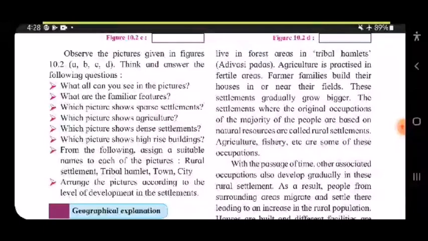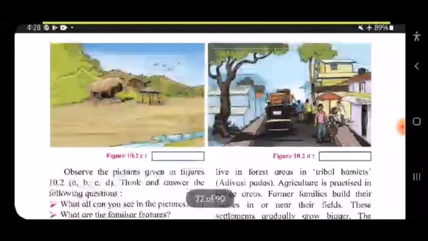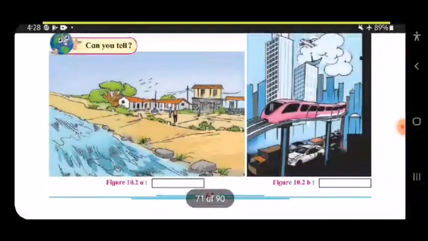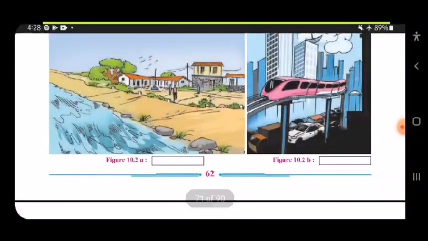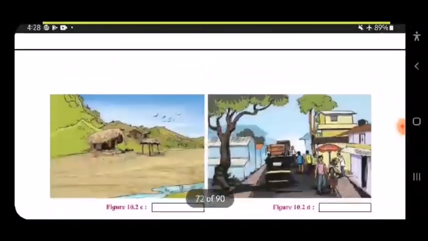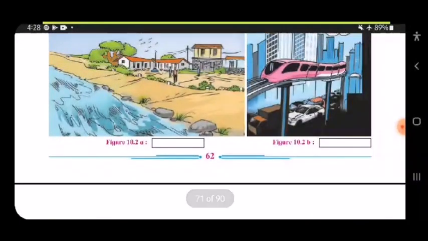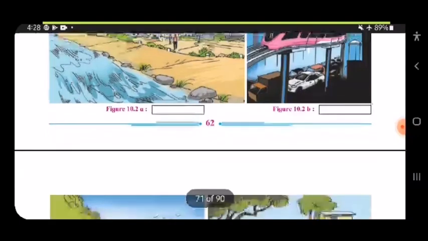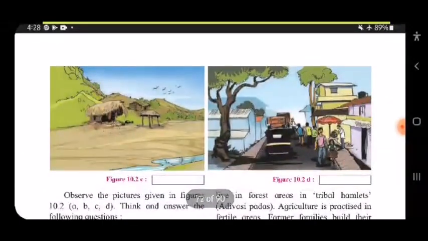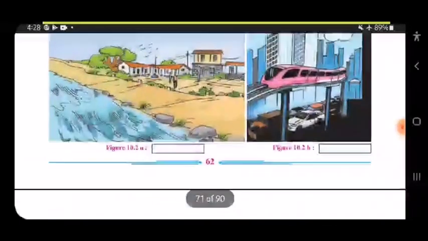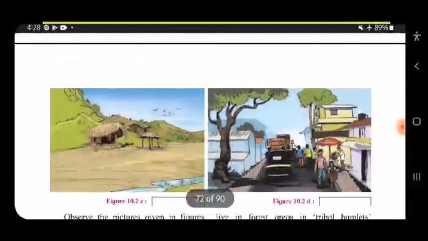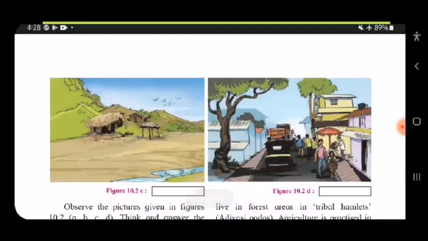Arrange the pictures according to the level of development in the settlements. Now, in these four pictures, where can you see that the place is more developed? And you have to arrange them in order. So, first will be B, right? B is developed. Then will come 10.2d, okay? Then will come 10.2a and the last will come 10.2c.